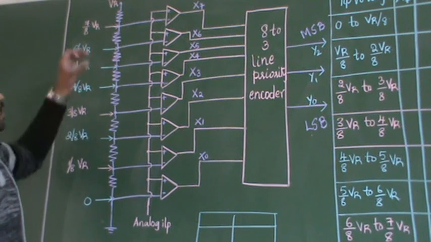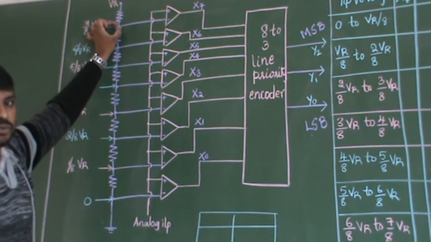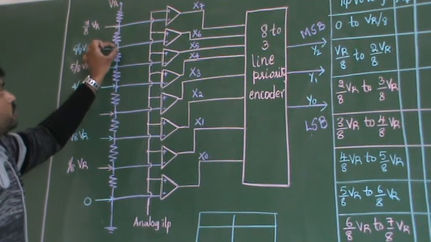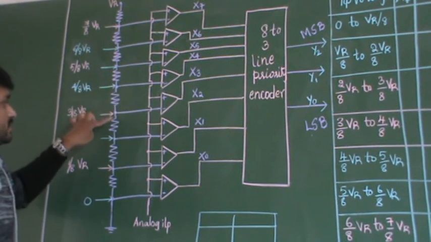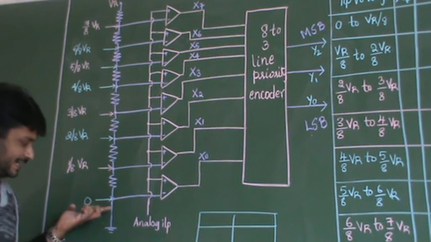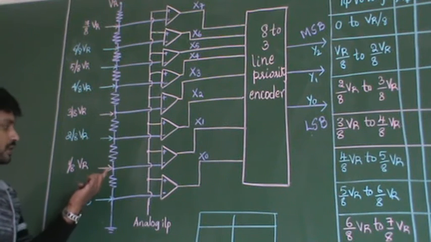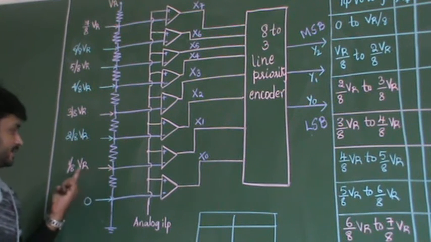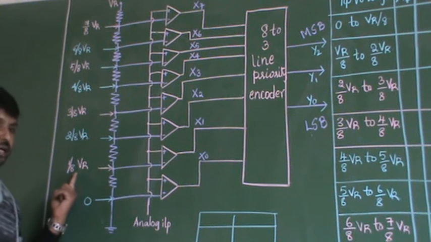Now, what is the voltage at each point, and how do we write it? This point is directly connected to ground, so I am writing it as 0. And what is the voltage at the next point? It is VR into 1 by 8, which I can call VR by 8.